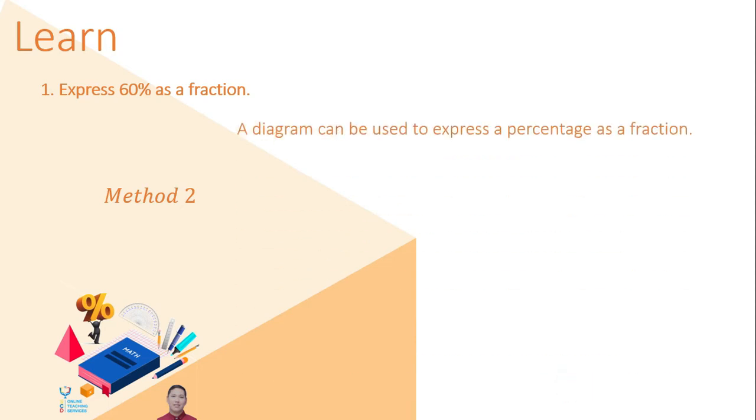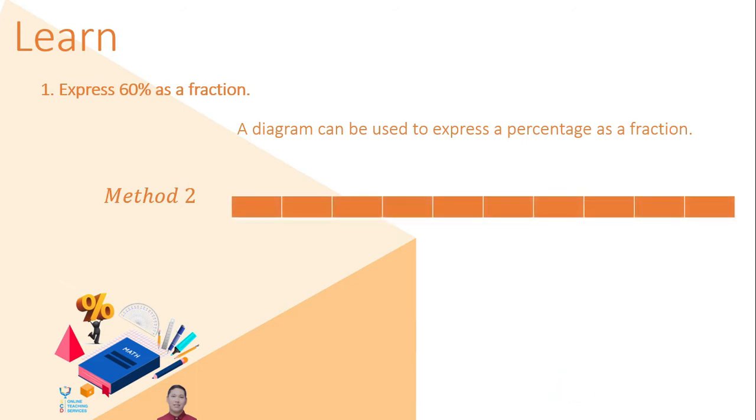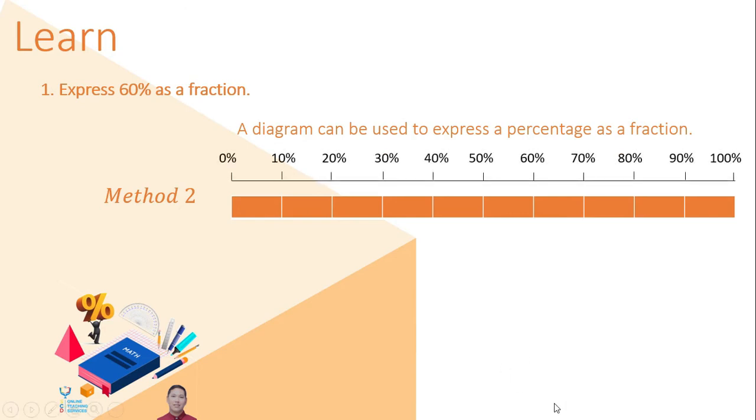A diagram can be used to express a percentage as a fraction. As you can see, you have 100 small squares which represents 0%, 10% until you will reach 100%. And this diagram can also be represented in terms of a fraction. So we have 0, 1 all over 10 until you will reach 9 all over 10 until you will have 10 all over 10 or equivalent to 1.